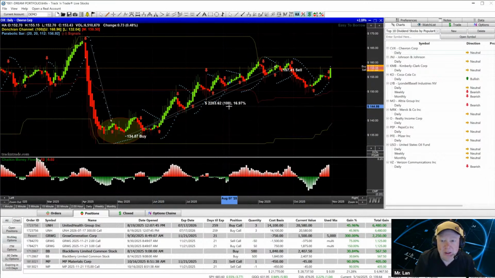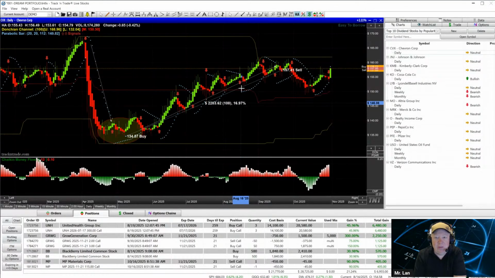That's what this little calculator tells us. $2,283 would have been your profit, or 16, 17% on 100 shares. Now, what was 100 shares? 100 shares would have been $13,500 because you're buying them at $135 a share, right? And you're buying 100 shares. So 100 shares at 135 would have turned into a profit of $2,283. All right, see how that works?